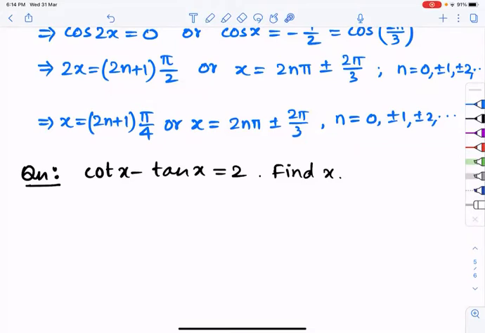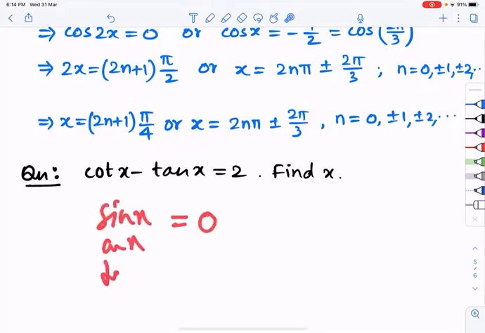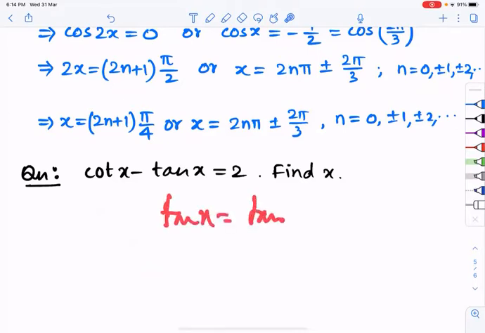What are the formulas we know? We know a formula where the right hand side is 0: sin x equal to 0, or cos x equal to 0, or tan x equal to 0. All this type of formula we know. So right hand side 0 is better. Or we know formula like tan x equal to tan alpha, this type of formula.